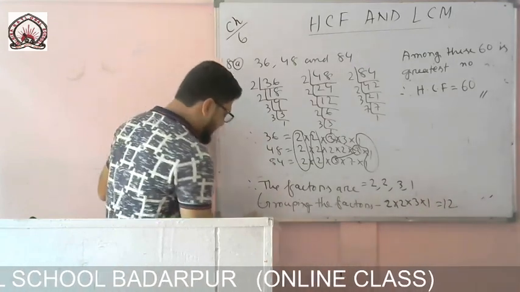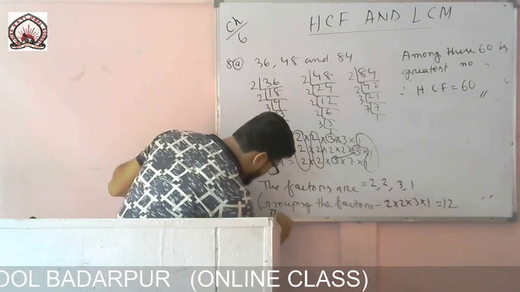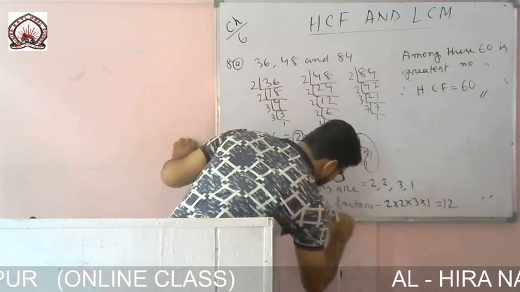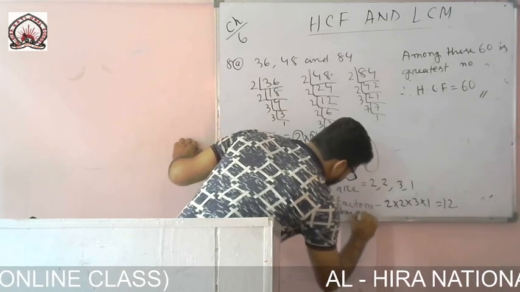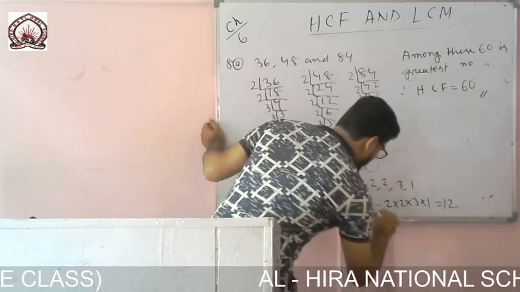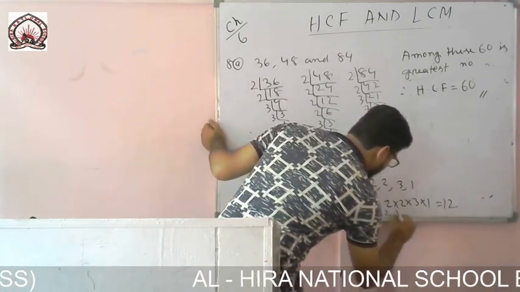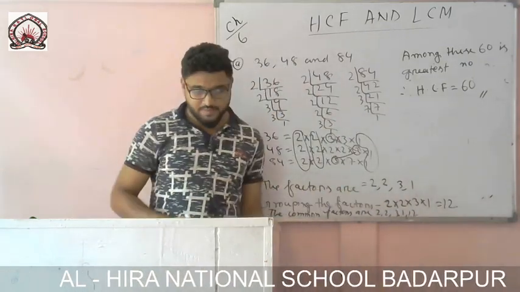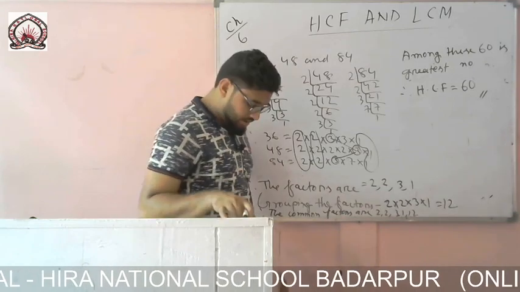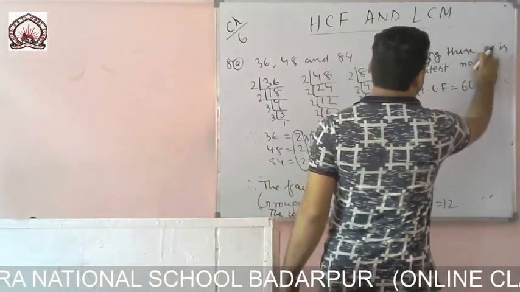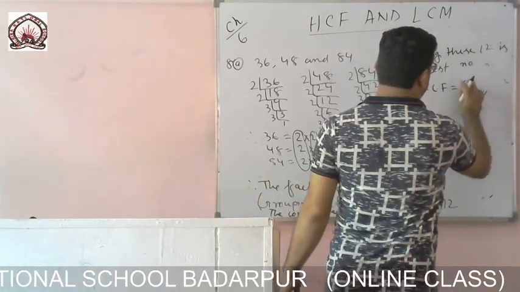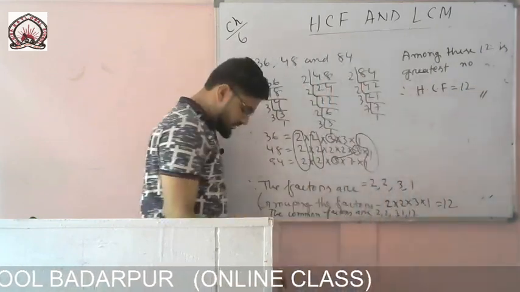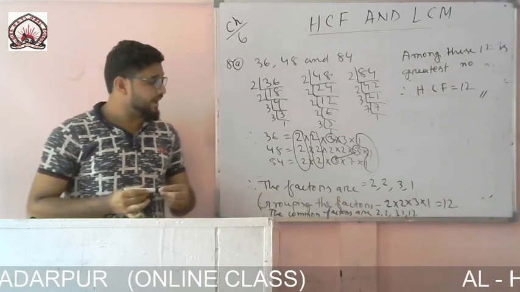So write, therefore the common factors are 2, 2, 3, 1, 12. So among these, 12 is the greatest one. So you write here 12. Okay.